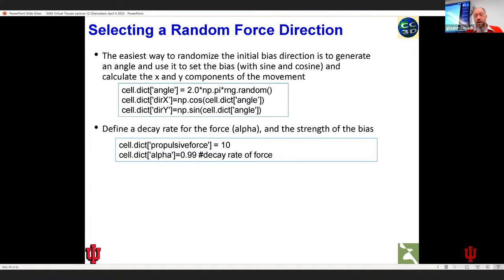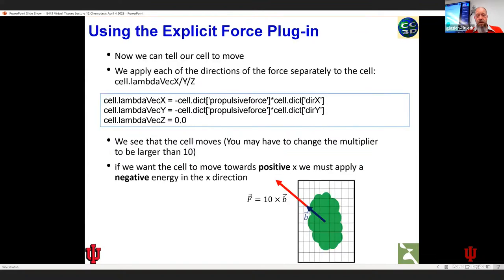You're going to see some trigonometry here. Essentially, what you have is a series of force vectors on the cell: cell.lambdaVecX, cell.lambdaVecY, and cell.lambdaVecZ, which is the force in that direction. And so if I want to apply a force in a given direction, I make those values non-zero. Since it's two-dimensional, the force in the z-direction will always be zero here. And that's all that I need to do.